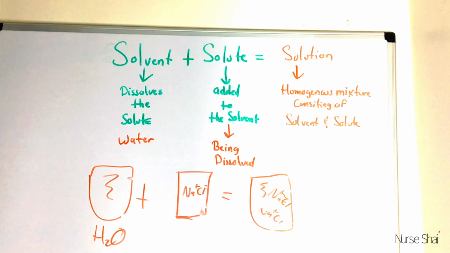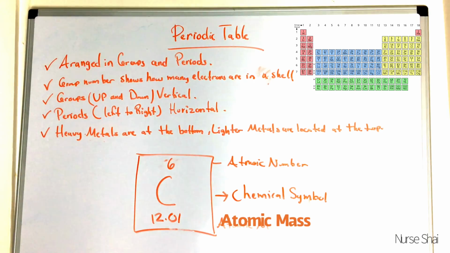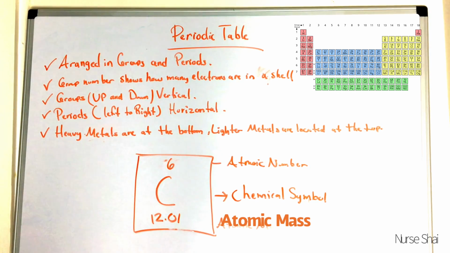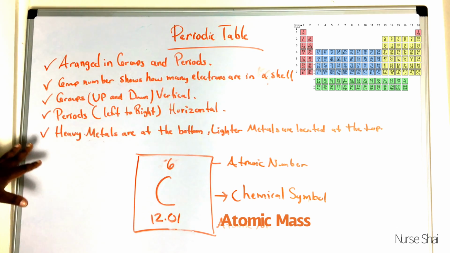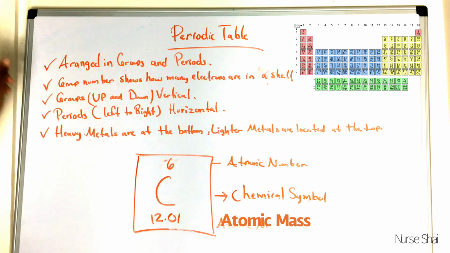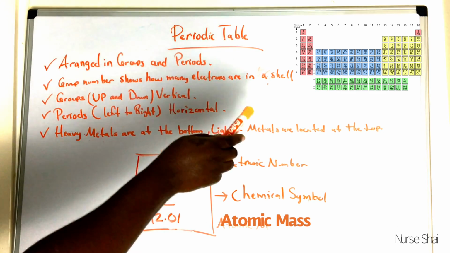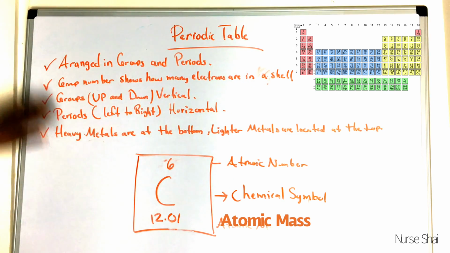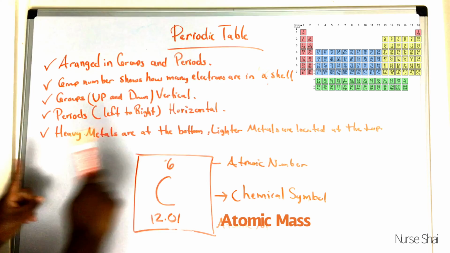Very easy stuff. All right, so the periodic table. These are some fun quick facts, and then I'll show you guys the actual periodic table, because there's no way I could just draw it on this board. So the periodic table is arranged in groups and periods. The group numbers show how many electrons are in the shell. The groups are up and down. And then the periods are left to right, horizontally.